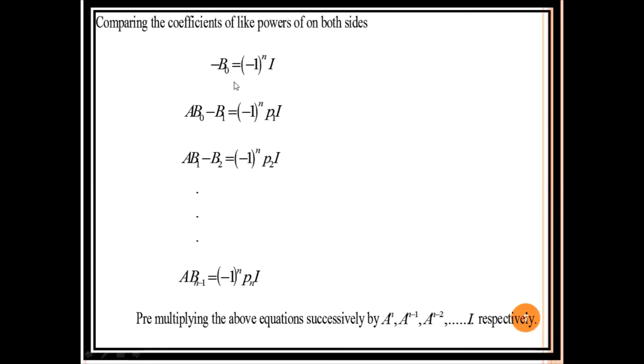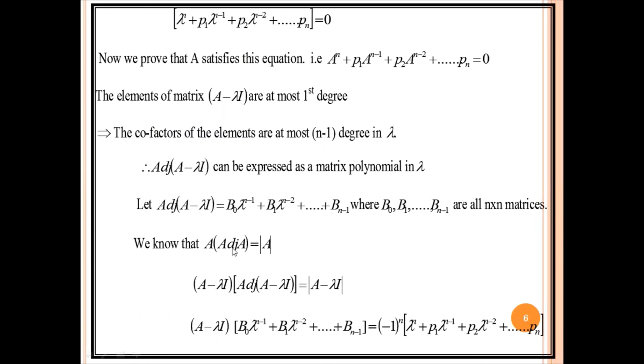Actually, adjoint A into det A. What is the formula we applied there? A into adjoint A is equal to det A into I. So det A into I is nothing but det A. Sometimes we can take it; if we need, we can take it, otherwise we can leave it.